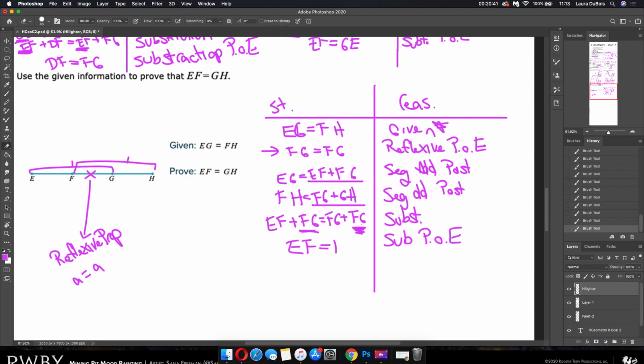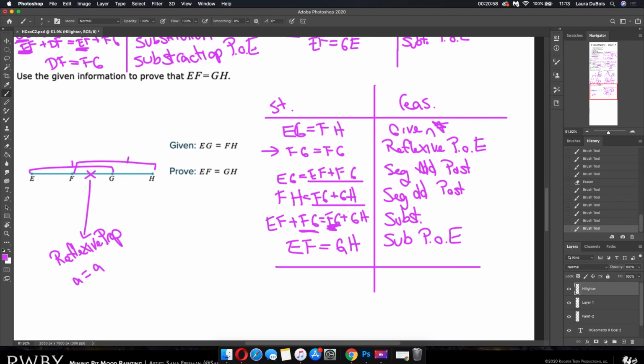That's what I did wrong. Wow, Ms. Dubois. I was not reading my own handwriting. GH. This is what I'm looking at. GH looks like a 6 instead of a G. There, now it looks like a G.